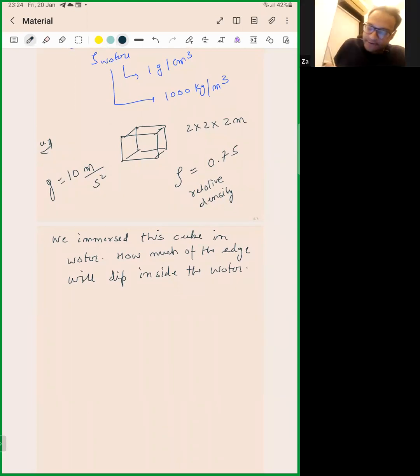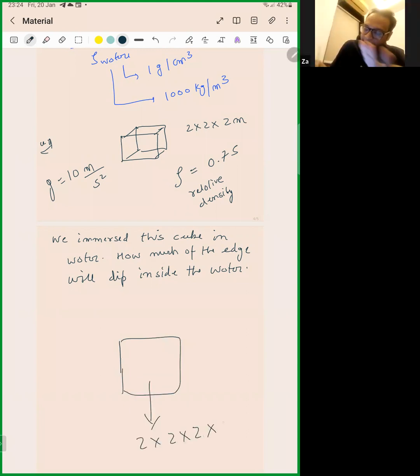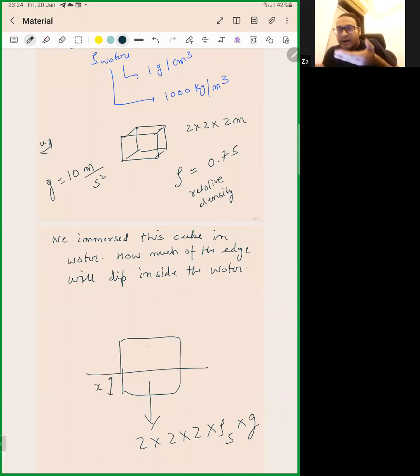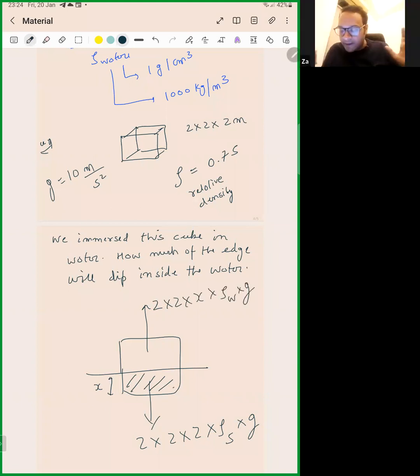So the weight is 2 cross 2 cross 2 into rho of solid into G. Let's say I'm not putting rho solid right now. And let's say the x part of this cube is getting submerged in the water. So what will be the upthrust? The volume that is getting submerged is 2 into 2 into x, because 2 into 2 is the base area and x is the height. So it will be 2 into 2 into x into rho w into G. Is it fine, Khushi? This is the upthrust, and let's say it is floating.